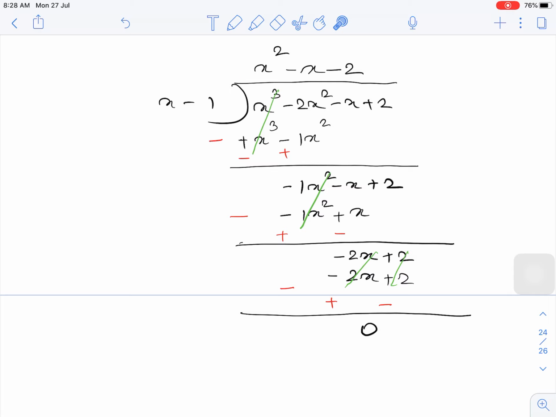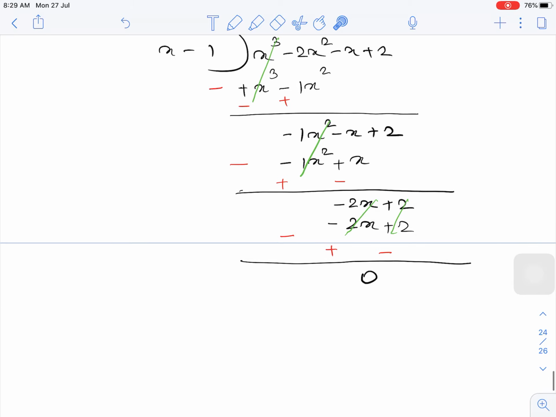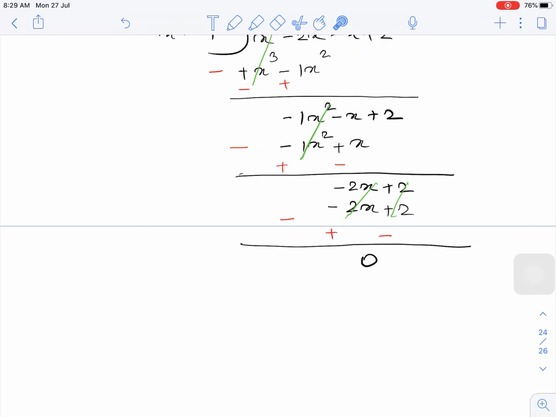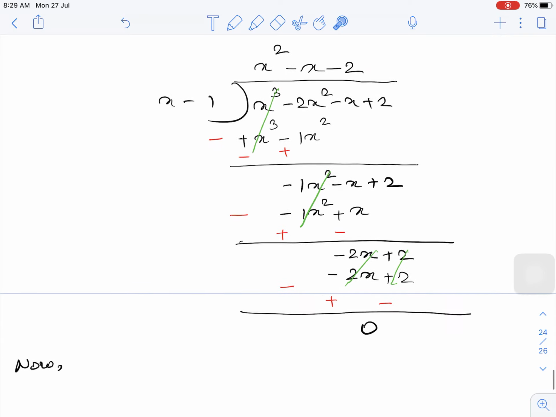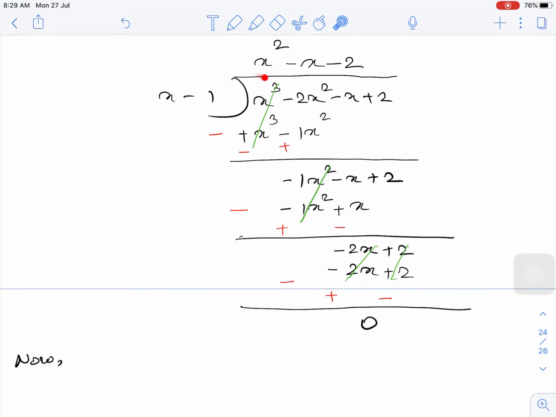Okay, so now what we are going to do is factorize this one, so that you will get the remaining terms from it. Before that, I am writing it in this way. Let us factorize this quadratic directly. Why? Because we got remainder 0.